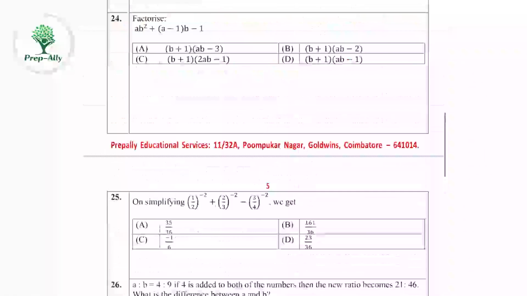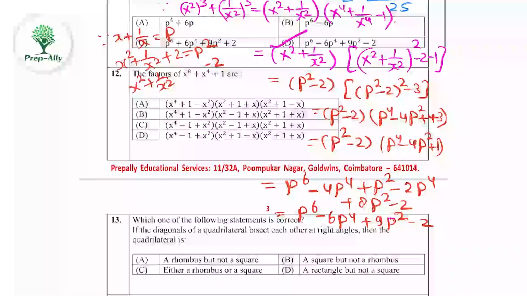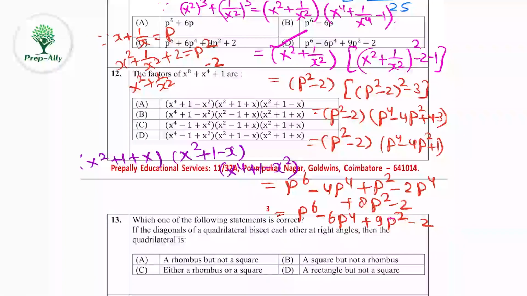So for question number 12, if I match the answer, let me paste it here. You can check which option is there. So x raised to power 4 plus 1 minus x square. So option A and B may be correct; in A and B, maybe one is the correct answer. Now x square plus 1 plus x is also here, x square plus 1 minus x. So can I say option A is the correct one because this satisfies the given condition.